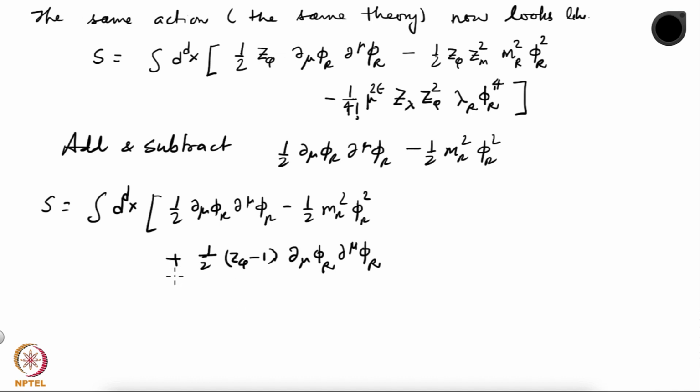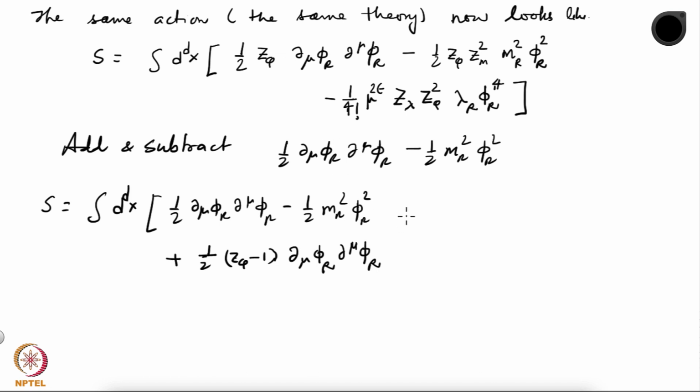Okay, let's check whether this is correct. So you have here, if you take this first term and this term and add them up, what do you get? Because of this minus 1, this term cancels. Okay, and you are left with only half Z phi del mu phi r, which is what you had originally. Okay, which means that I have not changed the first term as I have written here.